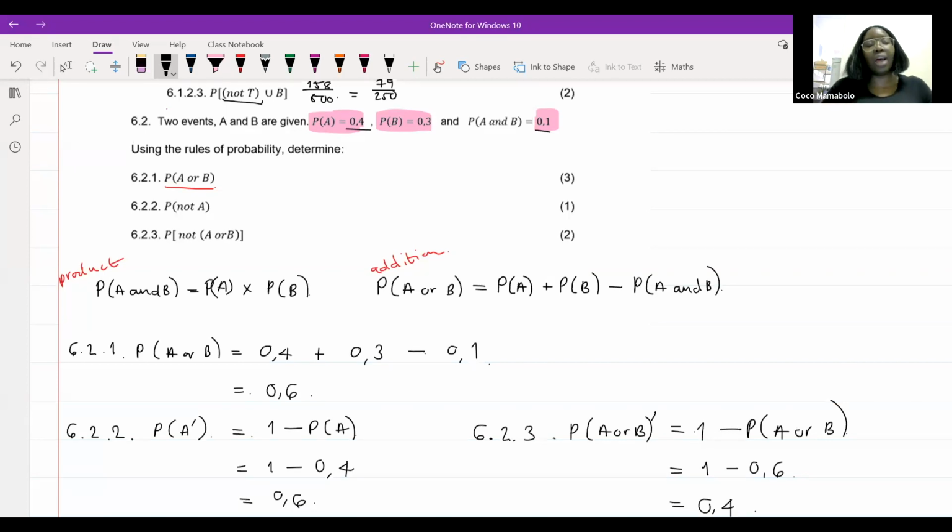Excellent. Now, I just want to reiterate that sometimes in your paper, they give you the probability of A or B, but you're still going to have to use the addition rule to figure out the probability of A and B. But because it's an equation, we can just move things around. We can shift them around every now and then.